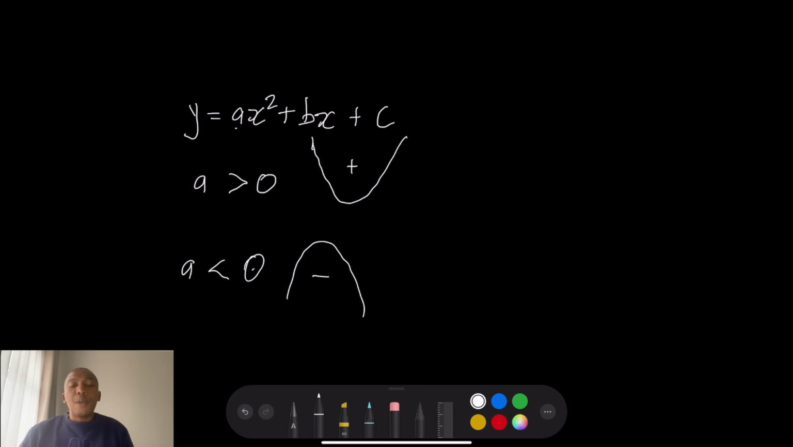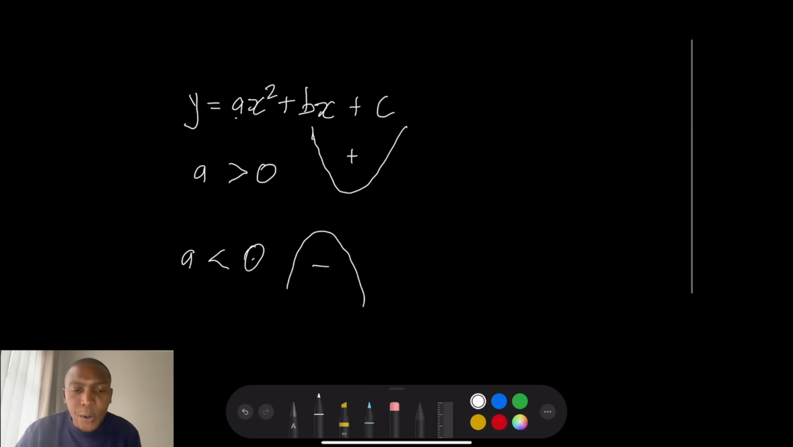Now I'm going to show you a few things about a parabola, because this is not the only way in which it can be expressed. However, with each different way, there are different advantages and disadvantages. Let me show you the first one.